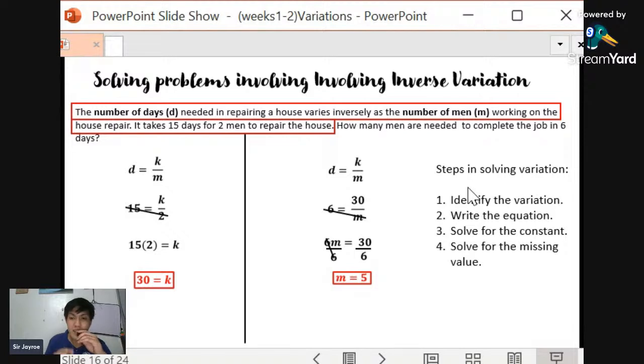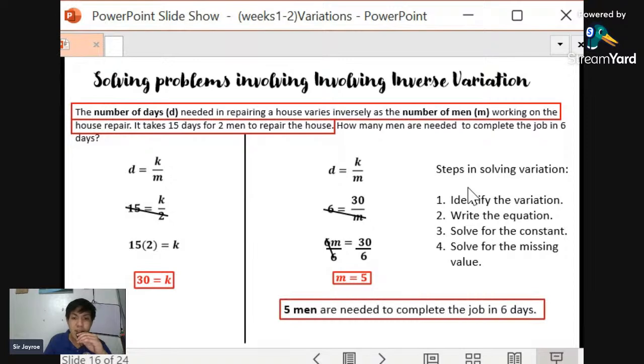But not yet really the final answer. Since we are talking about word problem, ano ba yung 5 na yan? Ano yung 5 na yan? So yung 5 na yan is 5 men are needed to complete the job in 6 days. Okay? So that 5 is 5 men. So that is the final answer. 5 men are needed to complete the job in 6 days. And I think I have to stop here.